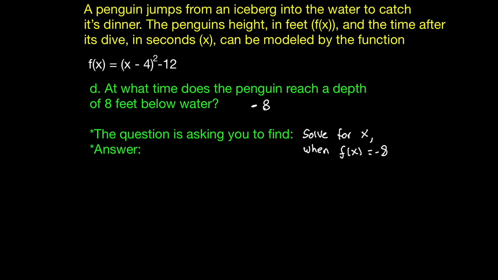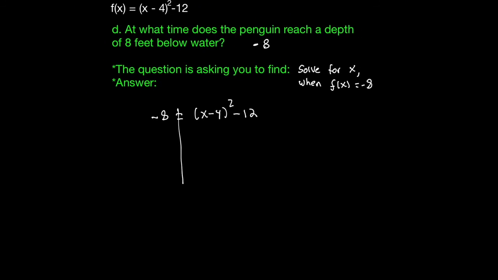So here we have the equation negative 8 because we're replacing f of x for this. And that's going to equal x minus 4 squared minus 12. So now solving for x will give us the time when the penguin reaches this depth of 8 feet. So let's begin by isolating, or actually we should begin by removing the constant here. So we gotta add 12 to both sides.